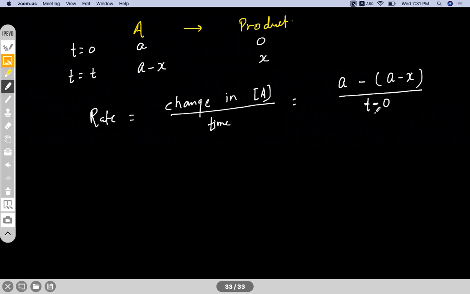So even the numerator, yeah, that's right. Here also we have A minus X minus A. Okay, this is the change in concentration. Now this becomes minus X by T, correct? So rate is coming out to be negative.